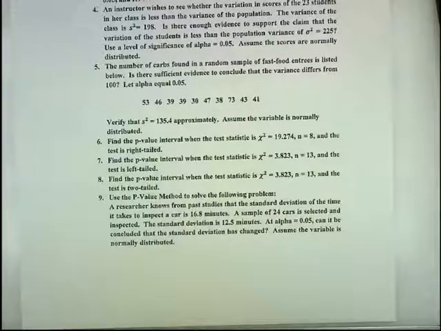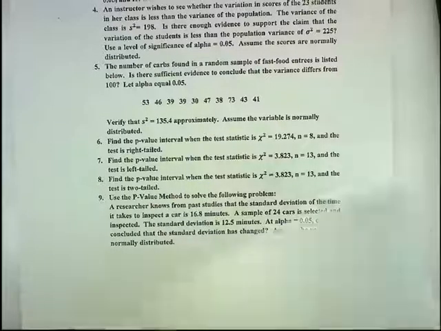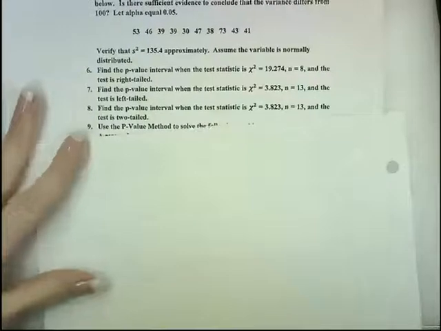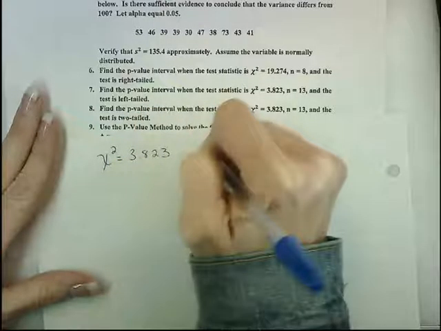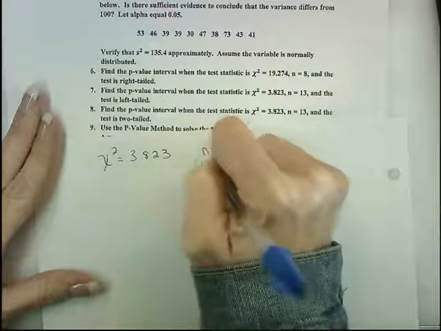Last problem. Number 8, last p-value interval problem. Find the p-value interval when the test statistic is 3.823, sample size is 13, and it's two-tailed. So that looks very, very similar to number 7. And I will write this information down. When a chi-square test is two-tailed and you're trying to find the p-value interval, your test statistic is 3.823. Your sample size is still 13, so go to row 12.